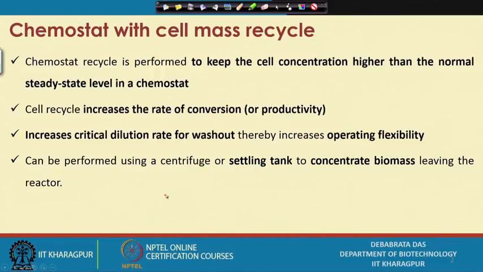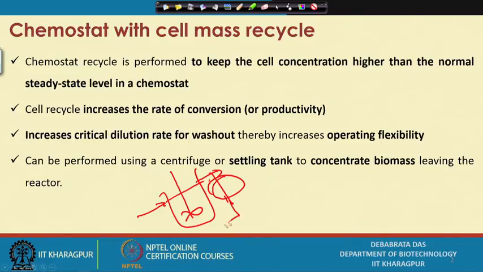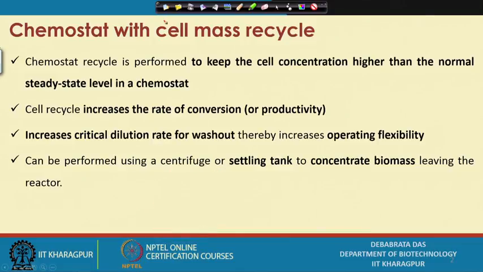Now, this can be overcome. How? Suppose whatever excess cell mass is going out, you put a separator here, and a part of the cells you recycle back to the system to maintain the cell mass concentration uniform. Then your rate of reaction will be constant, and there will not be any problem of cell washout. So here we will discuss the chemostat with cell mass recycling.